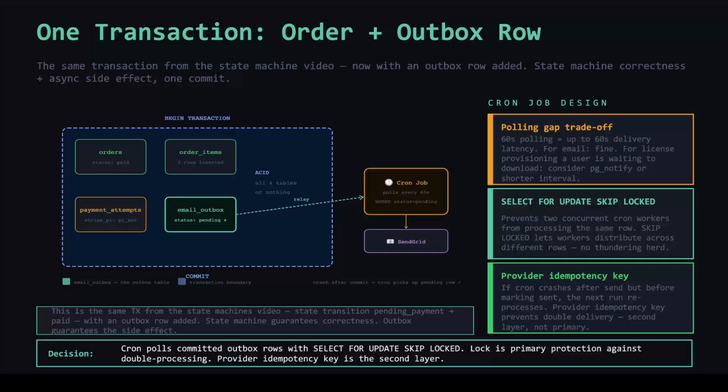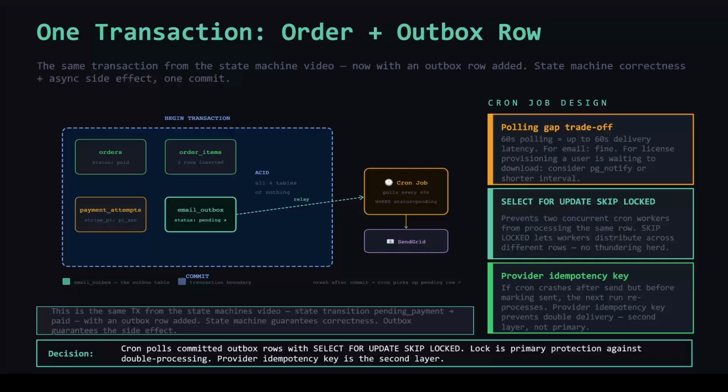The state machine guarantees the order reaches a valid state. The outbox guarantees the side effect is durably queued. Both happen atomically in the same commit. The cron job design has 3 important properties. Polling gap. 60-second polling means up to 60 seconds of delivery latency.